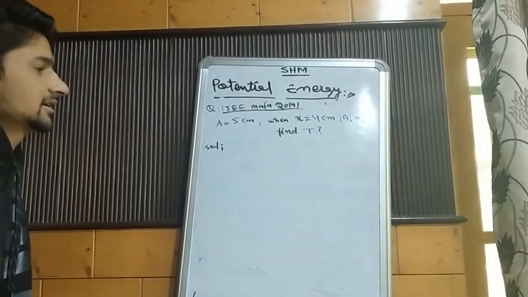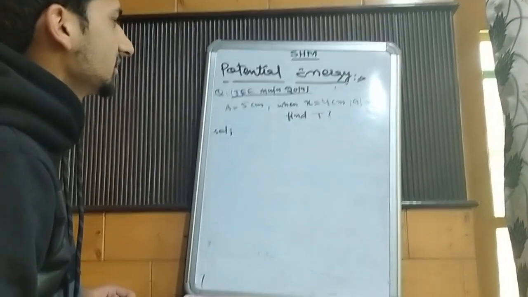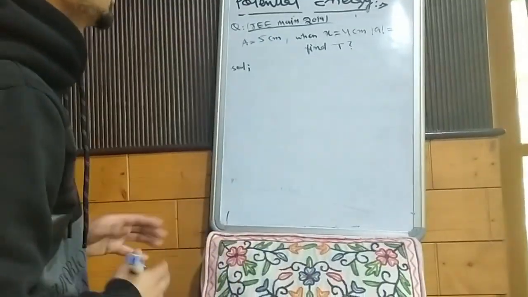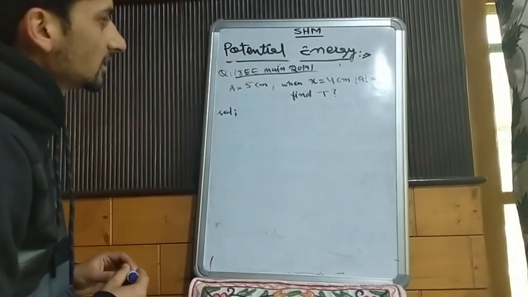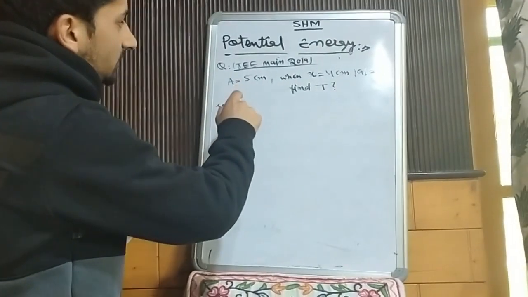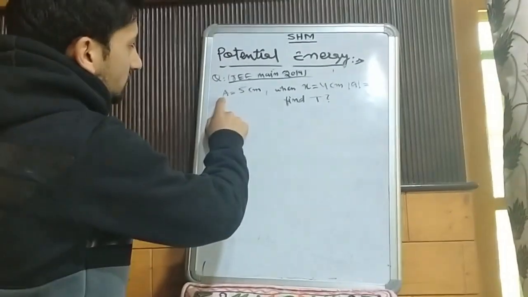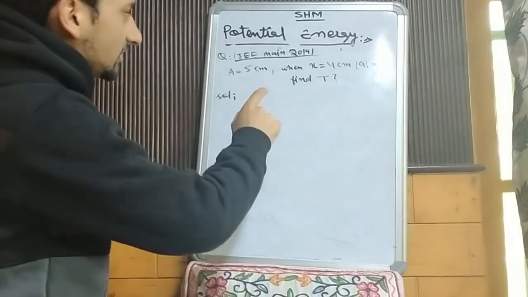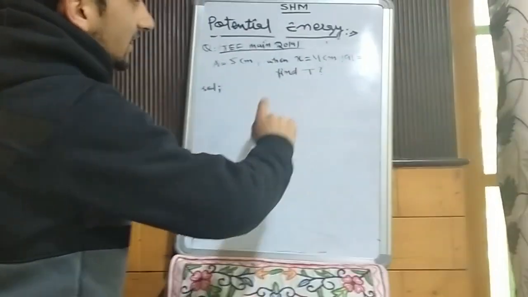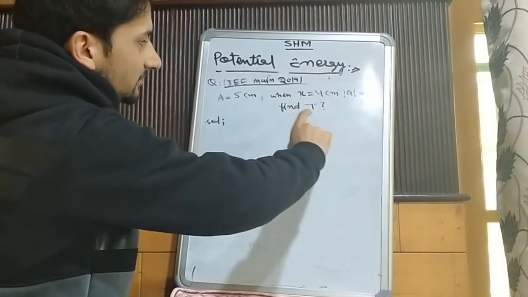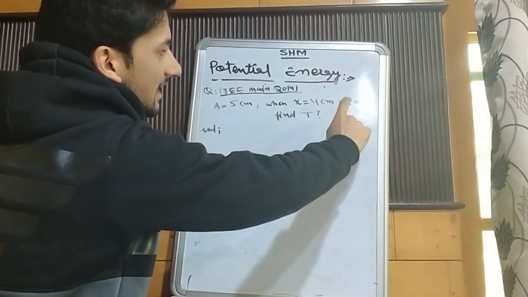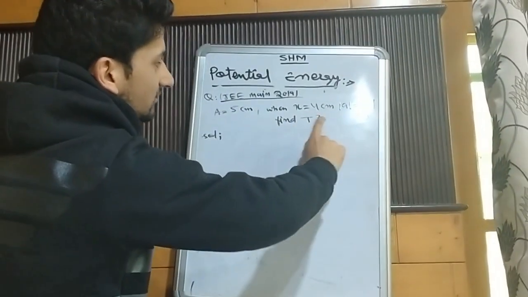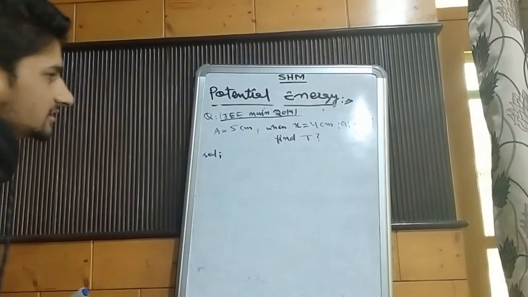Now we are given another problem. This problem has also been asked in JEE Main 2019. Since the board is too short, I cannot write the whole data given in this question. So in a nutshell, a particle executing simple harmonic motion with amplitude 5 centimeter, and when its displacement from the mean position is 4 centimeter, the magnitude of acceleration is equal to the magnitude of velocity. We have to find the time period for this motion.